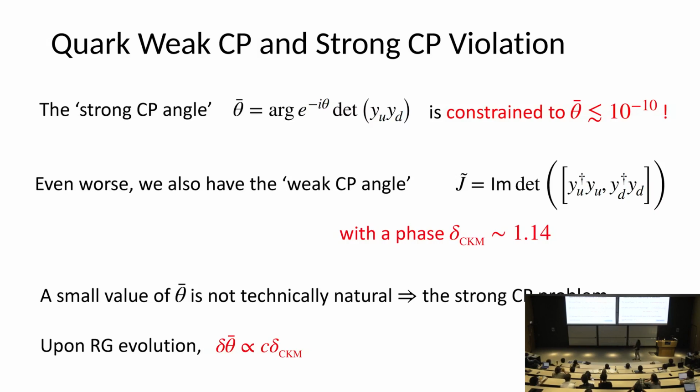But in fact, it's even worse, because for more than 2 generations, that is not the only CP-violating parameter that appears in the theory of quarks. For 3 generations, there's one more, which is this combination of the commutator of the up and down quark Yukawas, and this is something that we've measured, and it's order 1 in comparison. So this means that a small value of theta bar is not even technically natural. Theta bar is not the only parameter that breaks CP in the quark sector. And so this is a quite severe naturalness issue known as the strong CP problem, which people have been thinking about for a long time.